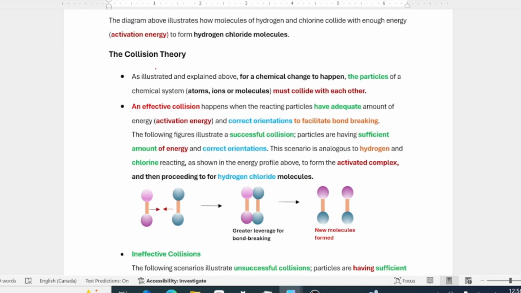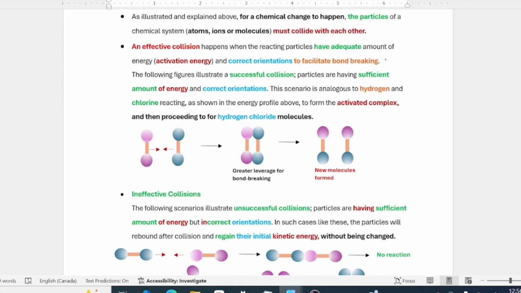There is what is called a collision theory, and a number of concepts are involved in this theory. As illustrated and explained above, for a chemical change to happen, the particles of a chemical system, particles could be in the form of atoms, ions, or molecules, must collide with each other. The second point speaks about what an effective collision is. An effective collision happens when the reactant particles have adequate amount of energy and correct orientation to facilitate bond breaking.